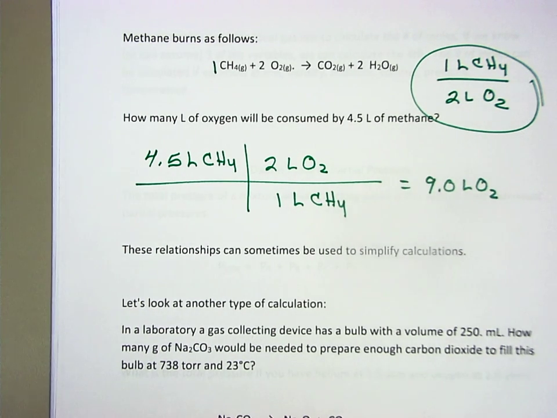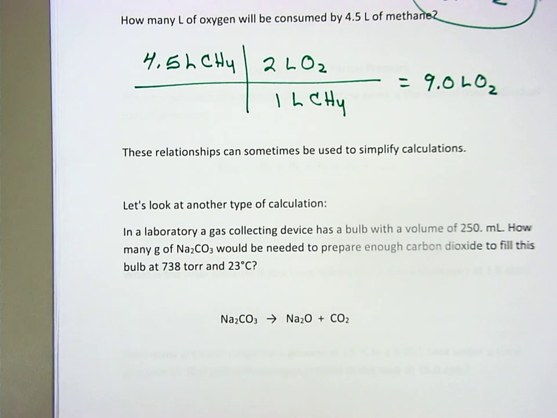Now I want to look at a couple more problems that are sort of some advanced problems with the gas law. This one combines gas law information with stoichiometry in a more traditional kind of problem. We have a gas collecting device in a laboratory that has a volume of 250 milliliters, and we're asked how many grams of sodium carbonate would be needed to prepare enough carbon dioxide to fill this bulb under the conditions 738 torr and 23 degrees C.